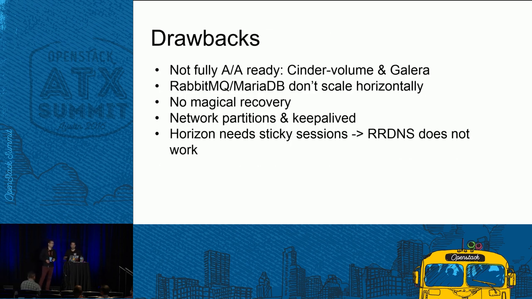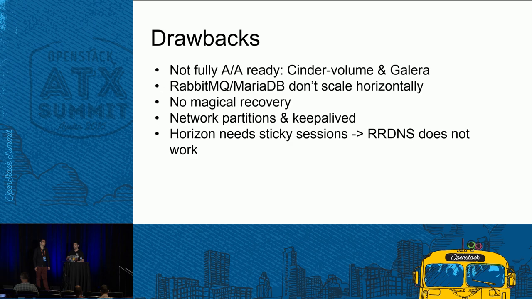Yeah, the drawbacks. Since Cinder Volume is not active-active ready, we have our Pacemaker cluster running there, so hopefully we will be able to remove it soon. Galera is the same thing. We have the SELECT FOR UPDATE statements that create locks in the database, so you have to configure it in an active hot standby way using HAProxy. Also, MariaDB and RabbitMQ don't scale horizontally, and the same happens to Cinder Volume, because if it's active-passive and you deploy 100 nodes, you will have only one active.